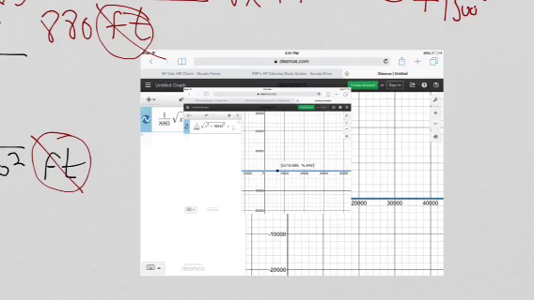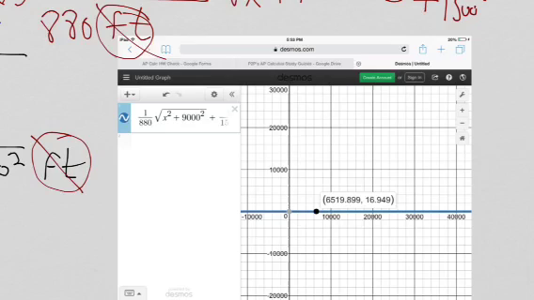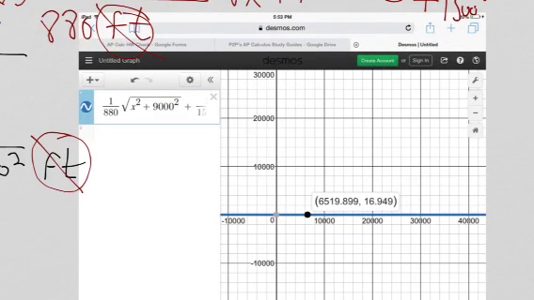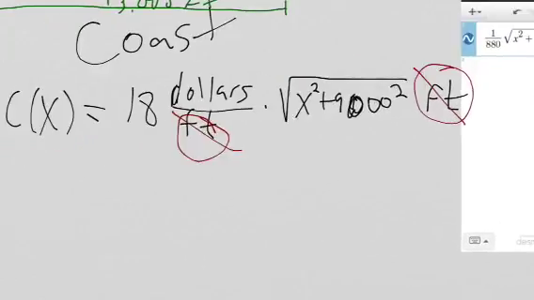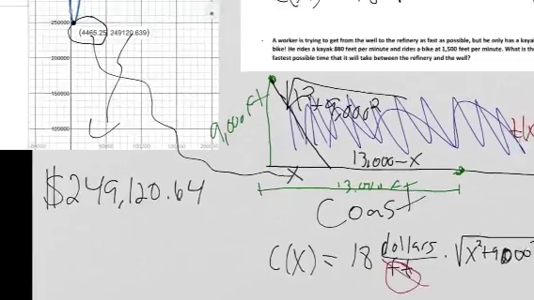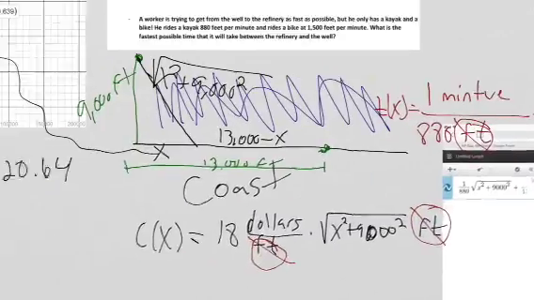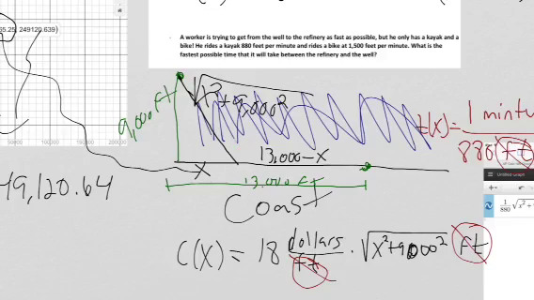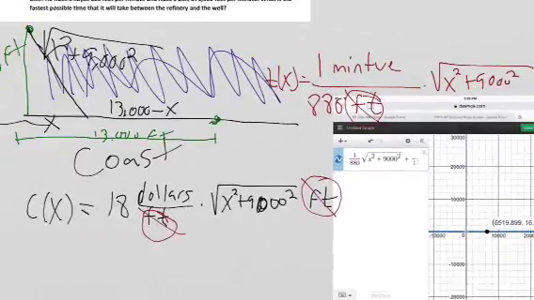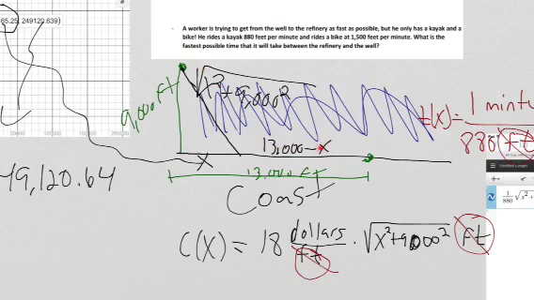Okay, so now I have my graph again, but this time I've clicked on that point that Desmos highlighted. And look, it says when we strike the coast 6,519.9 feet roughly down coast, it's going to take him a minimum time of about 17 minutes. So if we go back to our picture, if he strikes down coast at 6,519 feet, it's going to take him a minimum time of 16.949 minutes. So that's his fastest time that he can get from the well to the refinery using a kayak and a bike.